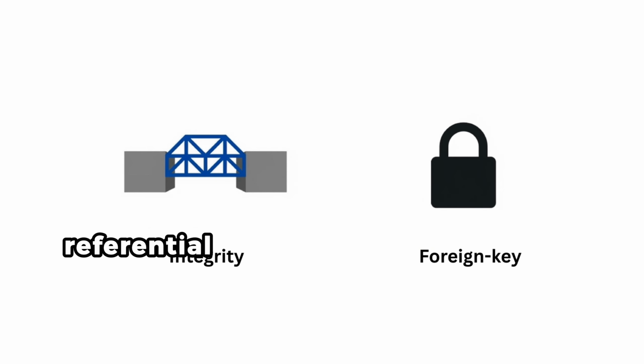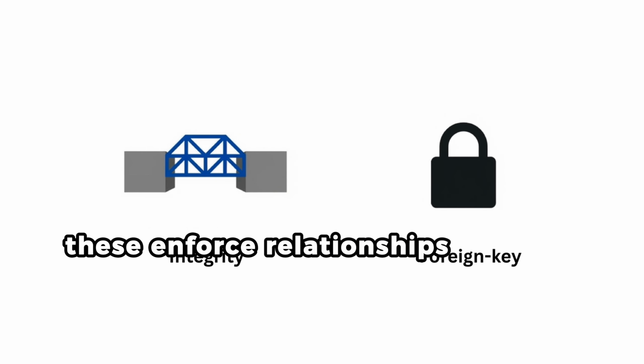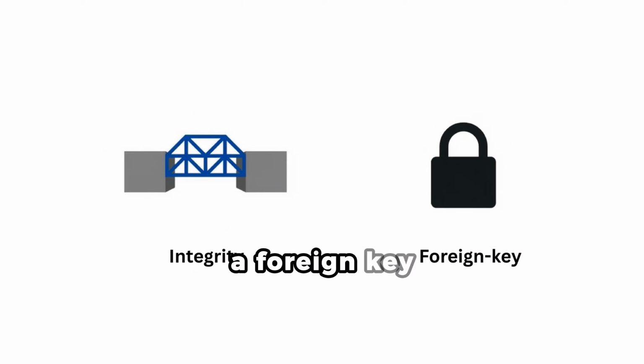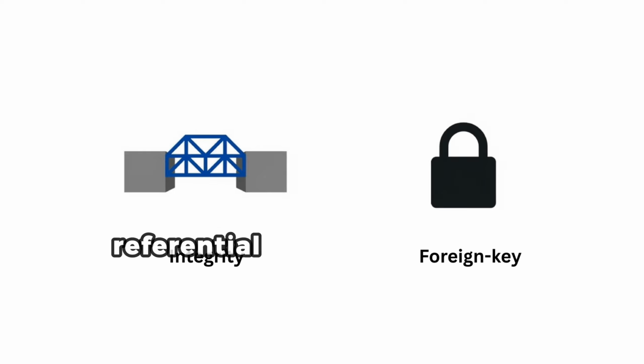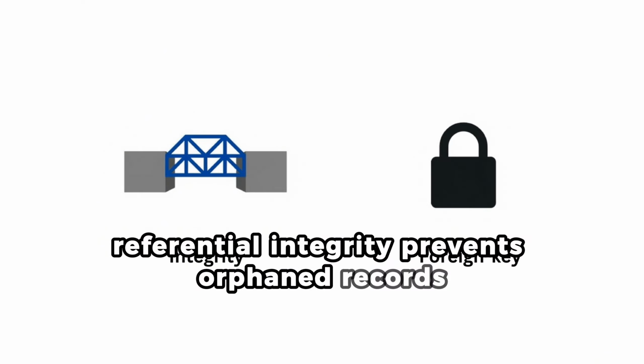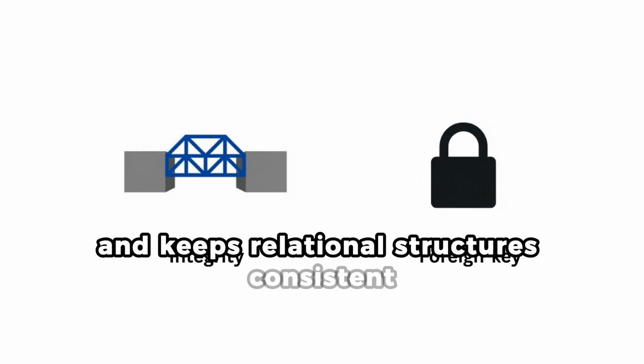Fourth, referential integrity and foreign key constraints. These enforce relationships between records. A foreign key ensures that a reference points to an existing, valid parent. Referential integrity prevents orphaned records and keeps relational structures consistent across updates and deletions.